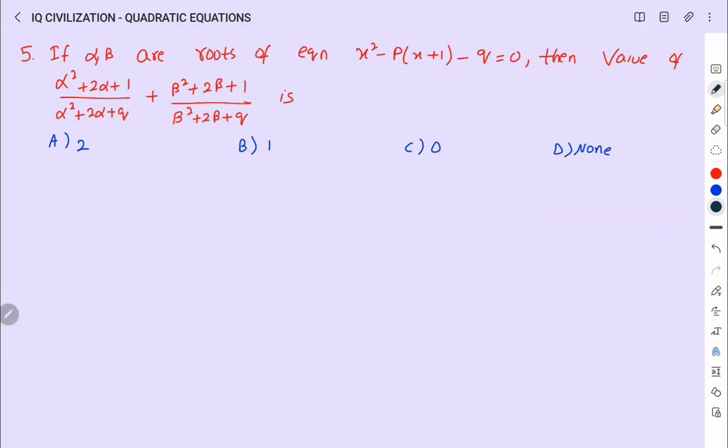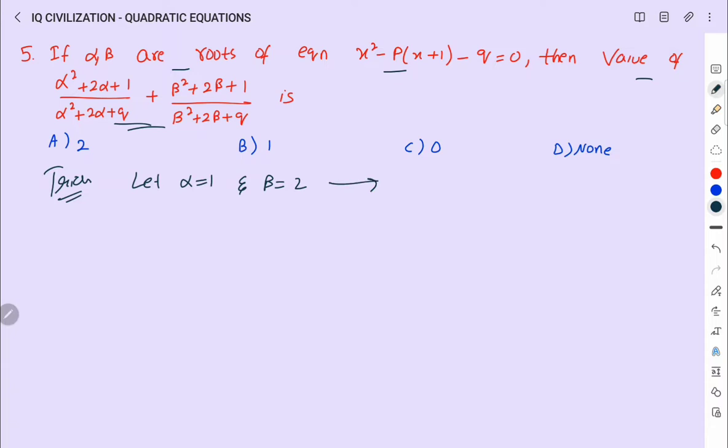See the next one. If alpha, beta are the roots of this equation, then find the value of this much. Okay, so whenever the question is this long, never get terrified. First thing, we'll learn a small shortcut trick here. Our trick here is: let alpha equal 1 and beta equal 2.